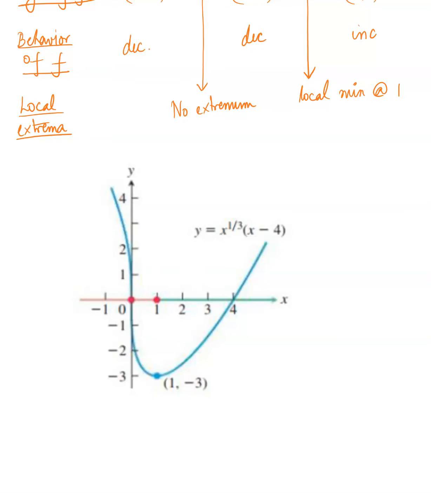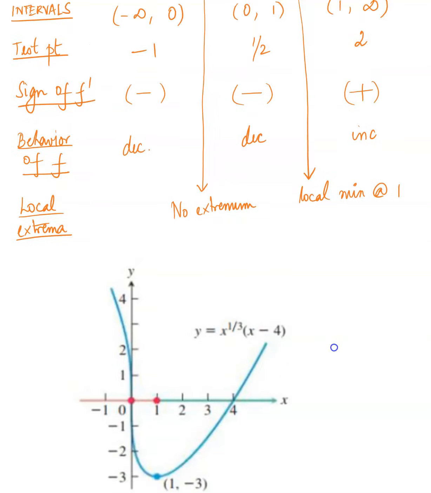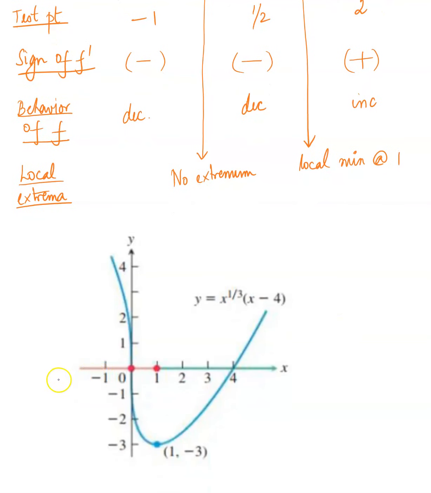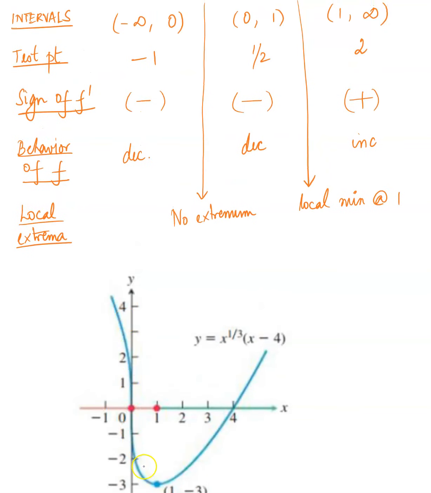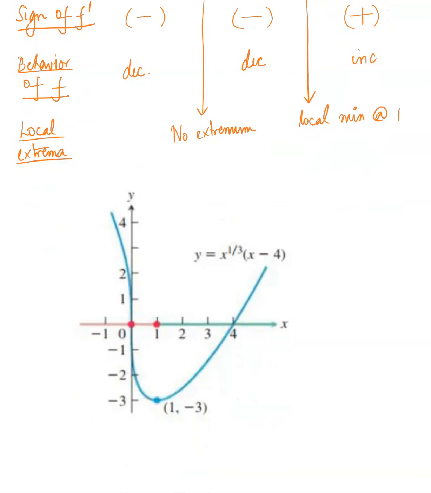So here is the graph for this function. And as you can see, from negative infinity all the way to 1, as we determined, the function is decreasing, right? It's decreasing all the way. And from 1 to infinity, it's increasing. So let me just show that portion here. This portion here is decreasing, and this portion here is increasing.